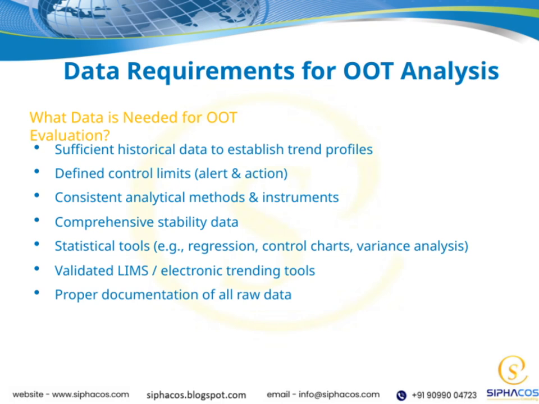Using appropriate statistical tools, such as regression analysis, control charts, or variance analysis, allows us to interpret the data accurately. Validated LIMS or electronic trending tools streamline data collection and analysis, making the process more efficient. And of course, proper documentation of all raw data is vital for traceability and audit purposes. Overall, these data requirements form the foundation for effective OOT analysis, helping us detect true trends and maintain quality standards. It's all about having reliable, consistent data to support our decision-making and ensure product quality.